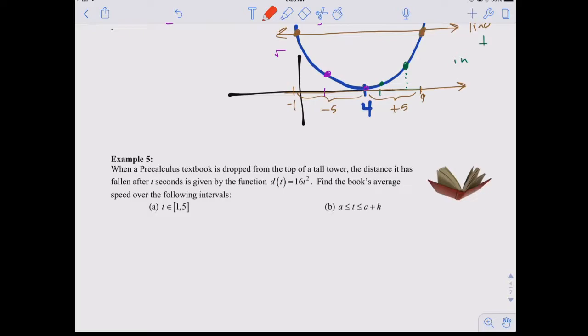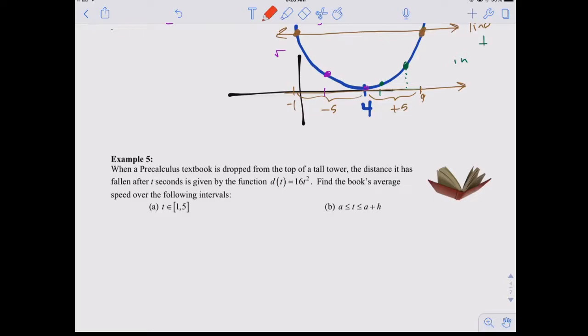When a Precal textbook is dropped from the top of a tall tower, it's been known to happen. Back in the days where we had Precal textbooks, people took out their anger and frustration on the poor textbook themselves. And I don't even know where people would have access to a tall tower in the back of the school. But anyway, it happened.